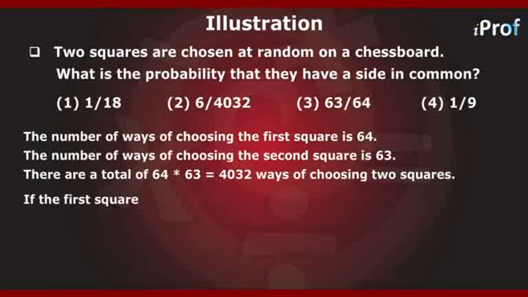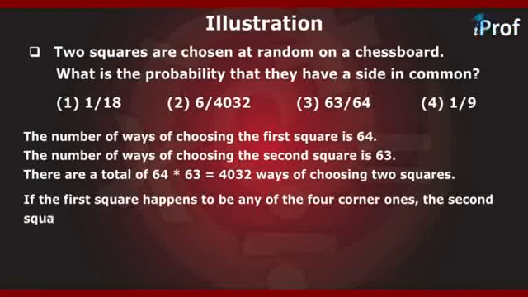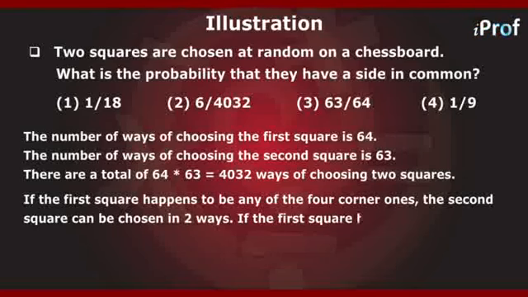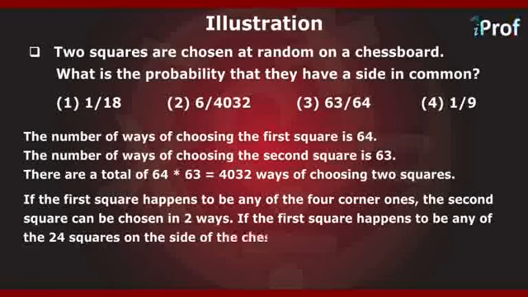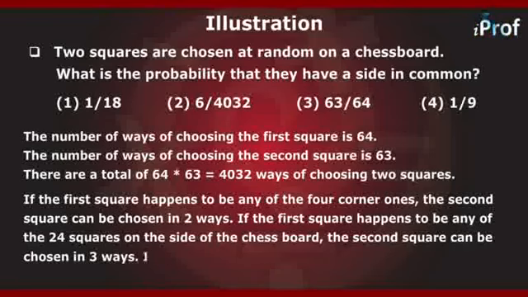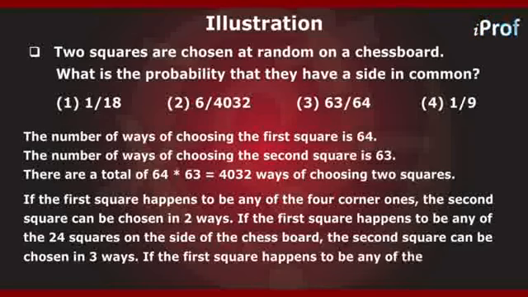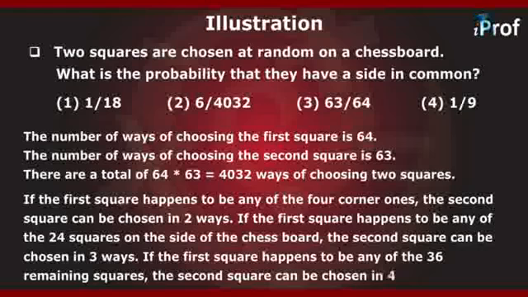If the first square happens to be any of the 4 corner ones, the second square can be chosen in 2 ways. If the first square happens to be any of the 24 squares on the side of the chessboard, the second square can be chosen in 3 ways. If the first square happens to be any of the 36 remaining squares, the second square can be chosen in 4 ways.